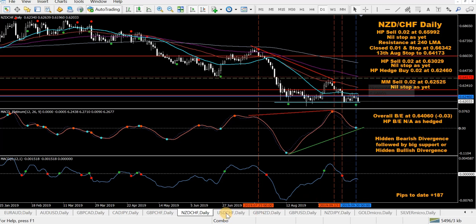It's in New Zealand Swiss. Yeah, it's a big level here. I'm just wondering, curious if all these Kiwi pairs will break through this low level. They all seem to be at the same at the moment.